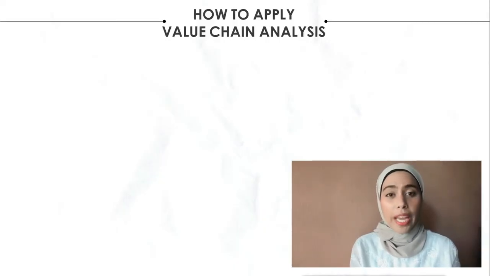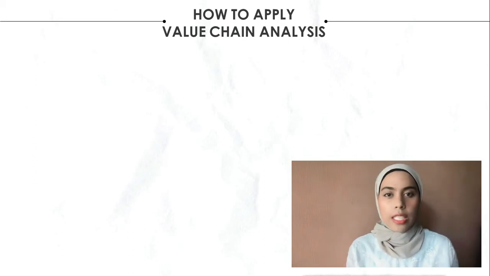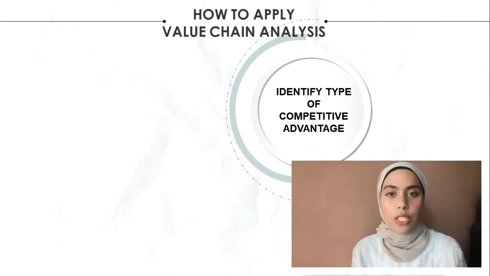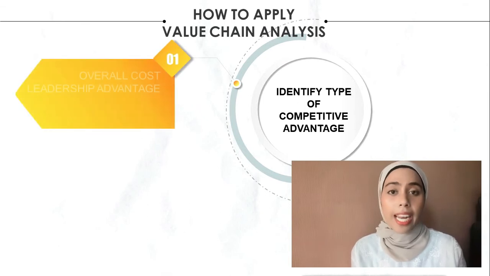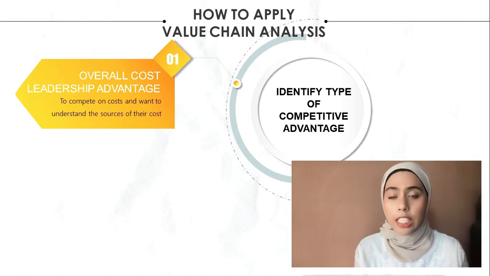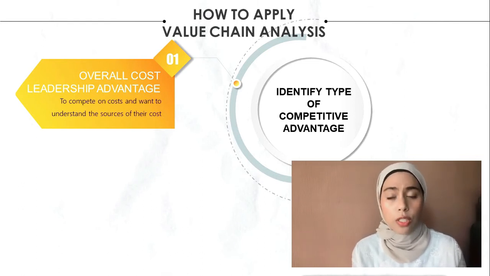Now, we're going to look at how to perform value chain analysis. Basically, the first thing that an organization has to do is identify what kind of competitive advantage they want to create. The first type is overall cost leadership advantage. This approach is used by any organization that wants to compete on cost and wants to understand the sources of their cost disadvantage and what drives those costs.